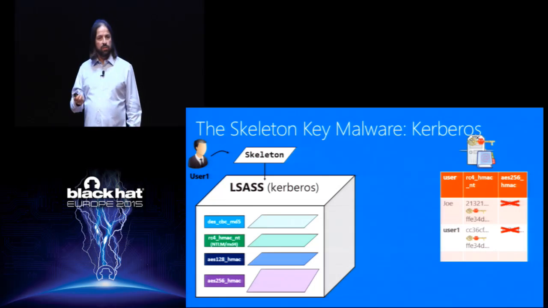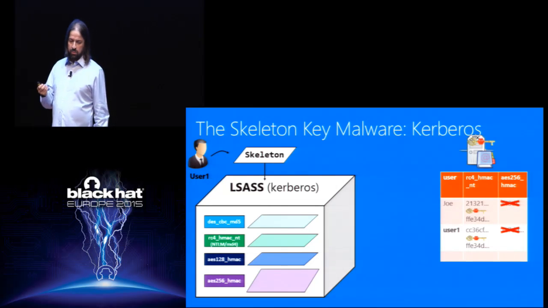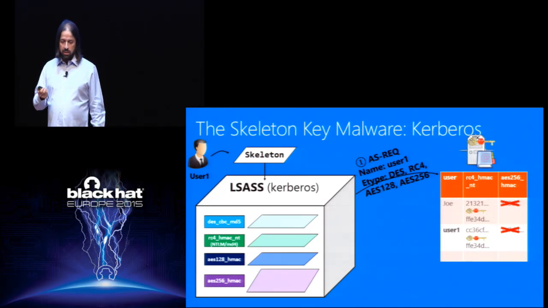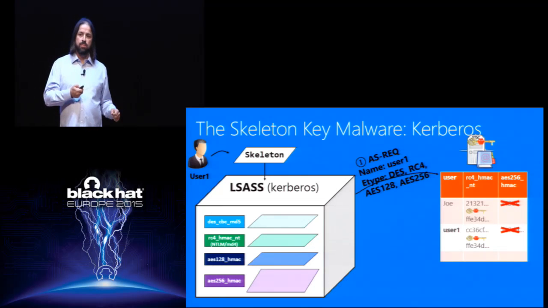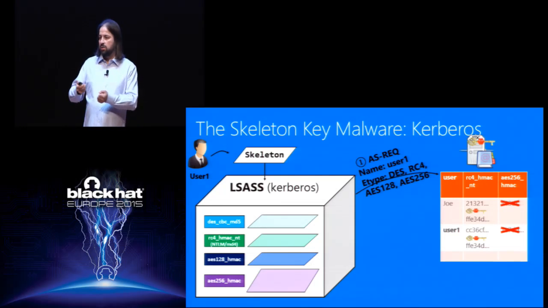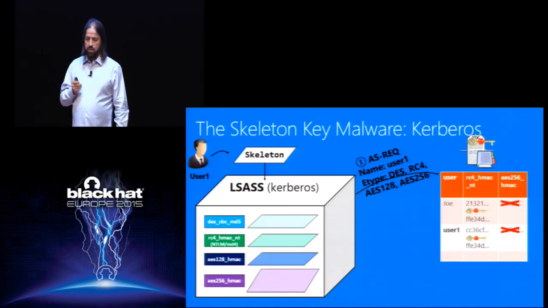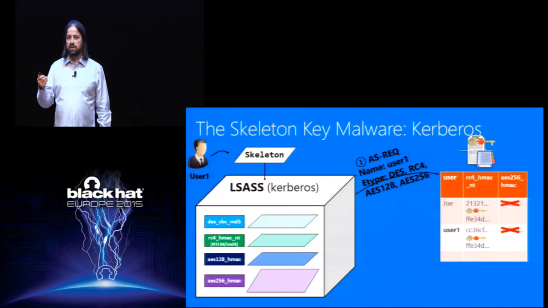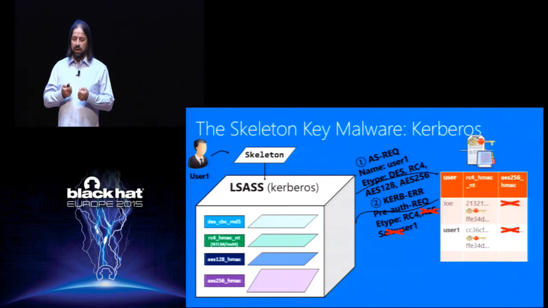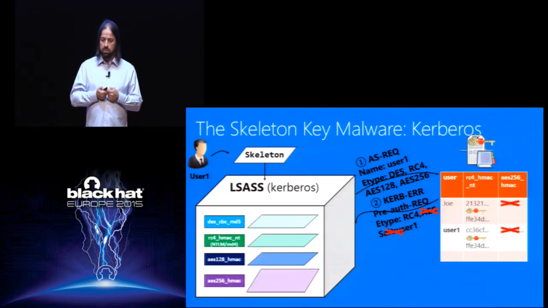So now when the user enters the skeleton password, the client is not affected. This is a very important notion here. The client is not affected by this malware. This malware only exists on the domain controller. But the domain controller now looks and says, I only have an RC4 key for this user. So the only one I support now is RC4.